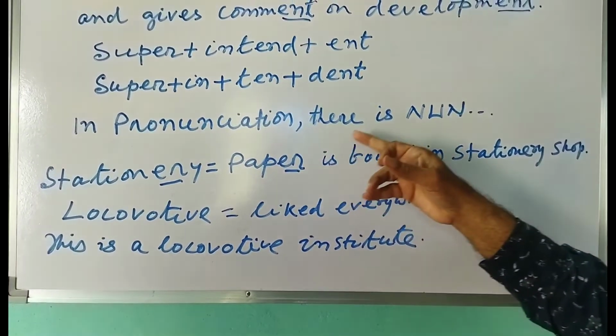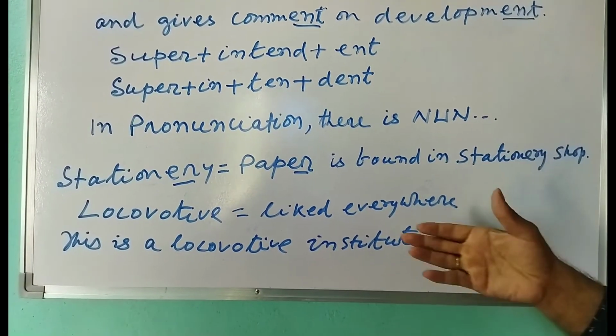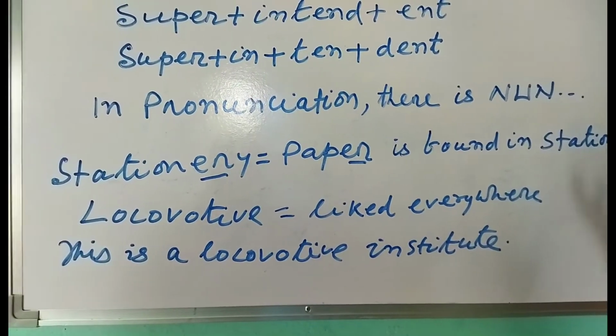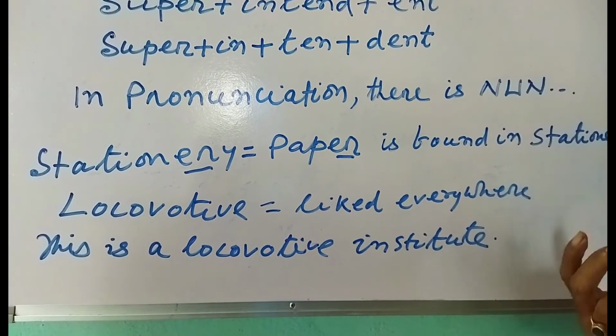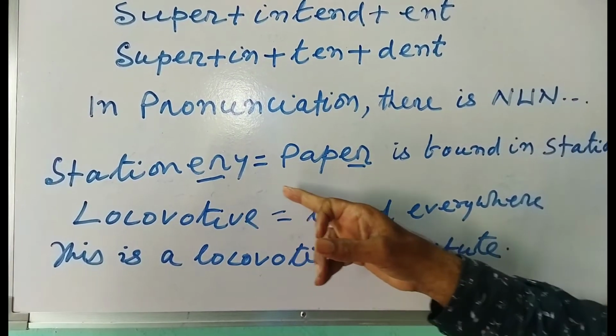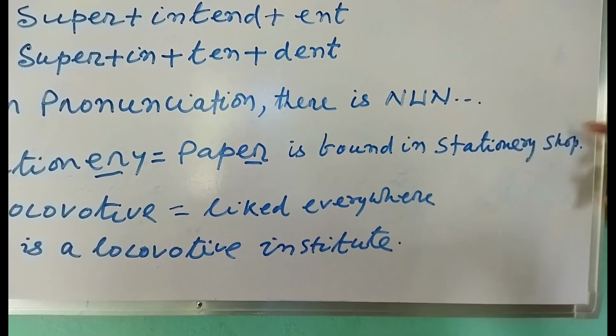So what I was telling, that pronunciation: in pronunciation there is N-U-N, the feminine gender of monk. Again comes stationery. Suppose I am going to bring pen, pencil, paper, etc. Whether I will write N-A-R-Y or N-E-R-Y. So remember, paper, E-R, paper is found in a stationery shop.